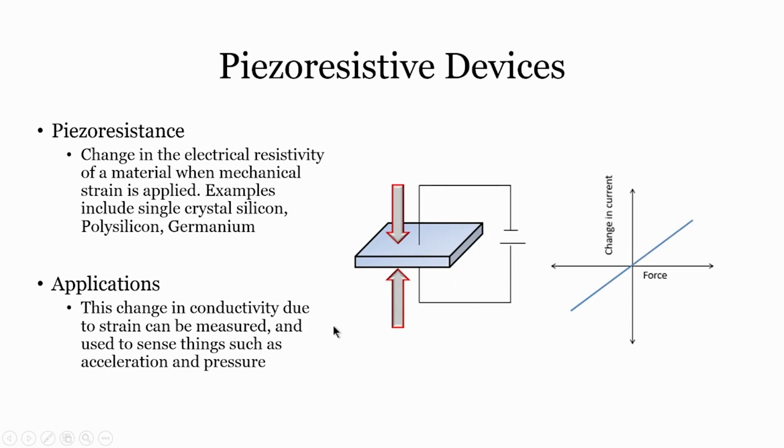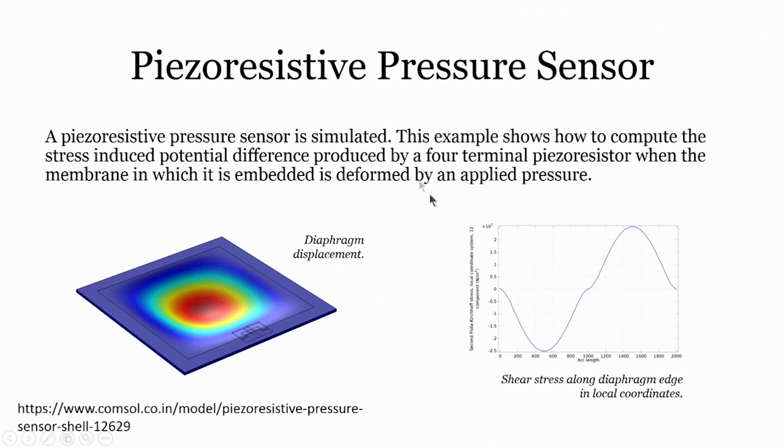Then the next type of devices is piezo-resistive device, which means the change in resistance once you apply a particular force. So, this is a linear model that we have seen over here, but you can make more complex nonlinear devices from this kind of devices. Yeah, one of the examples of the piezo-resistive pressure sensor is a diaphragm that you can see over here.